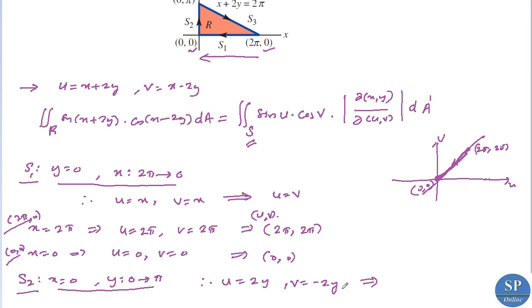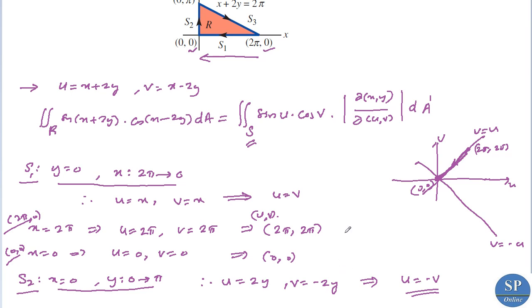So eliminating y from these two equations, we get u equal to minus v, or v equal to minus u. So the line will be this, v equal to minus u, and this is v equal to u. Now we need to know from what point to what point we need to move along this line v equal to minus u.